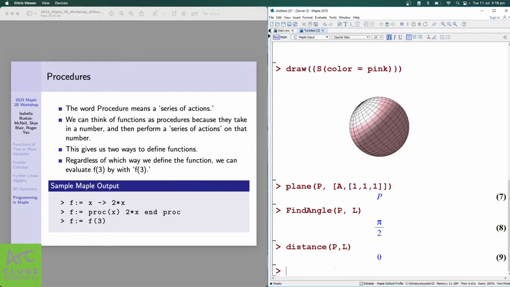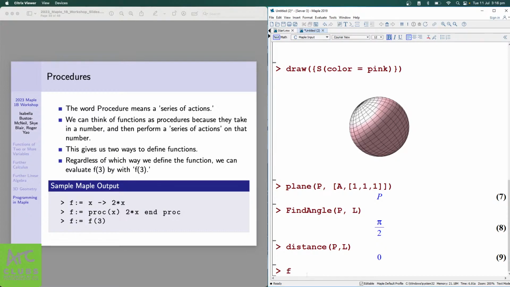Okay, so for those of us who haven't done coding, when we use the word procedure in everyday life, it just means a series of actions. For baking a cake, you'd follow a procedure. For evacuating a burning building, you'd also follow a procedure. We can think of functions as procedures because they take in a number and then perform a series of actions on that number. This gives us 2 ways to define functions.